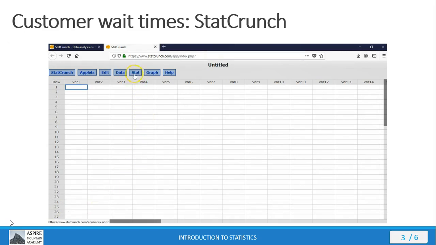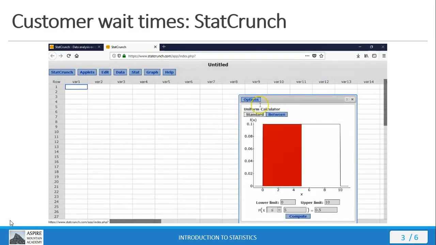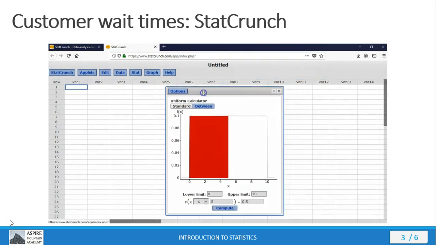To do that, I'm going to go up here to Stat, Calculators, and then go down here to where it says Uniform. That pulls up my uniform calculator. Now the problem statement said that our wait times are uniformly distributed between 0 and 7. So that's the lower and upper limits. So between 0 and 7.